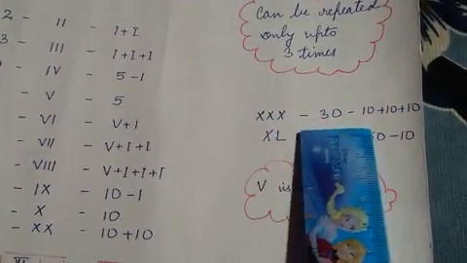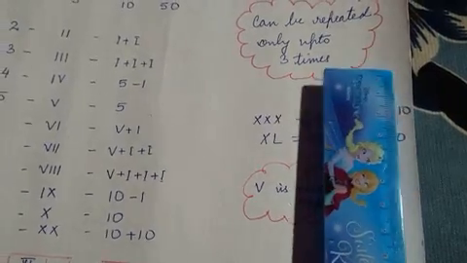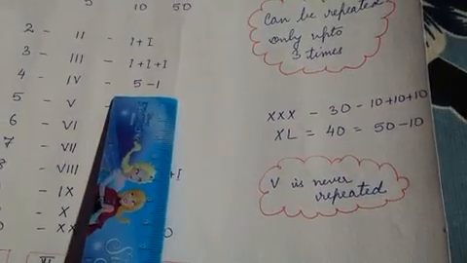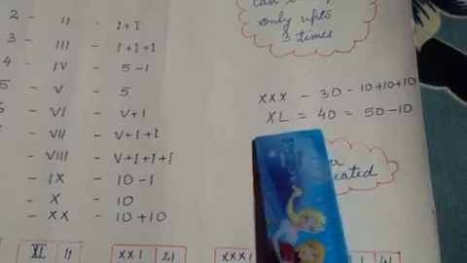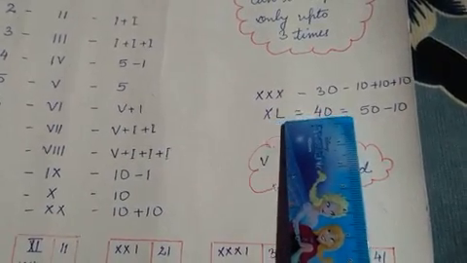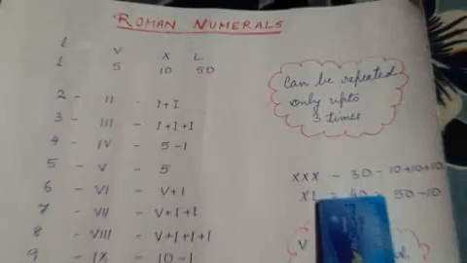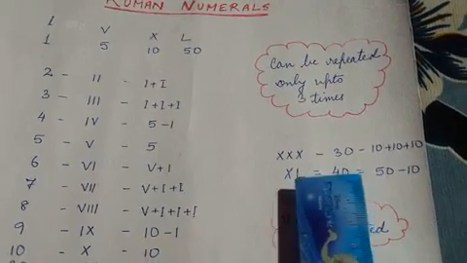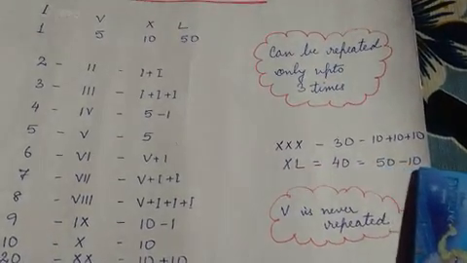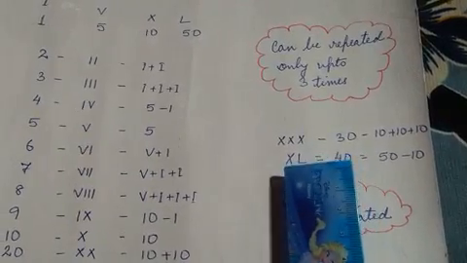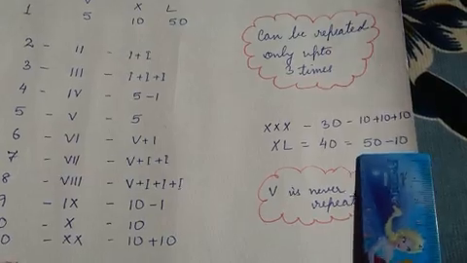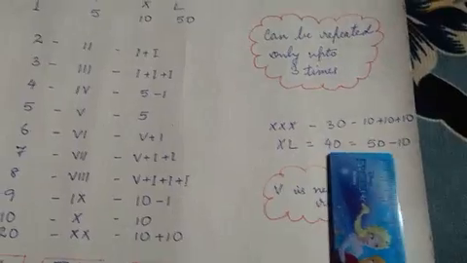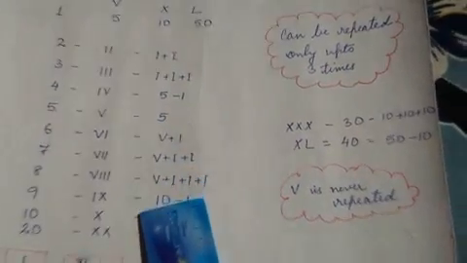Now for 40 we cannot write X 4 times because of this rule. So what do we do? We follow the same system as we followed for 4 or 9. We write a smaller number before the bigger number. L is 50 and X is 10. Since we have written a smaller number before the bigger number, it becomes minus. So 50 minus 10, that is 40. These are the basic rules and this is the way you are going to write.